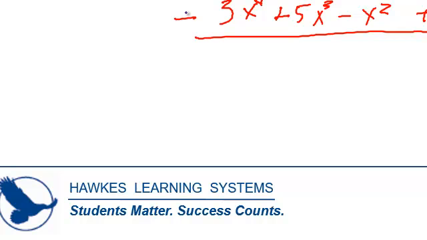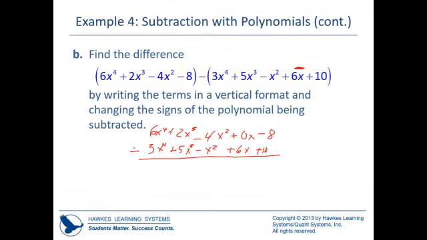Alright, so now to change all the signs here of the bottom polynomial, my minus becomes a plus, 3x to the fourth becomes a negative 3x to the fourth, my positive 5x to the third becomes a negative 5x to the third, my negative x squared becomes a positive x squared. My positive 6x now becomes a negative 6x. And now my positive 10 becomes a negative 10.